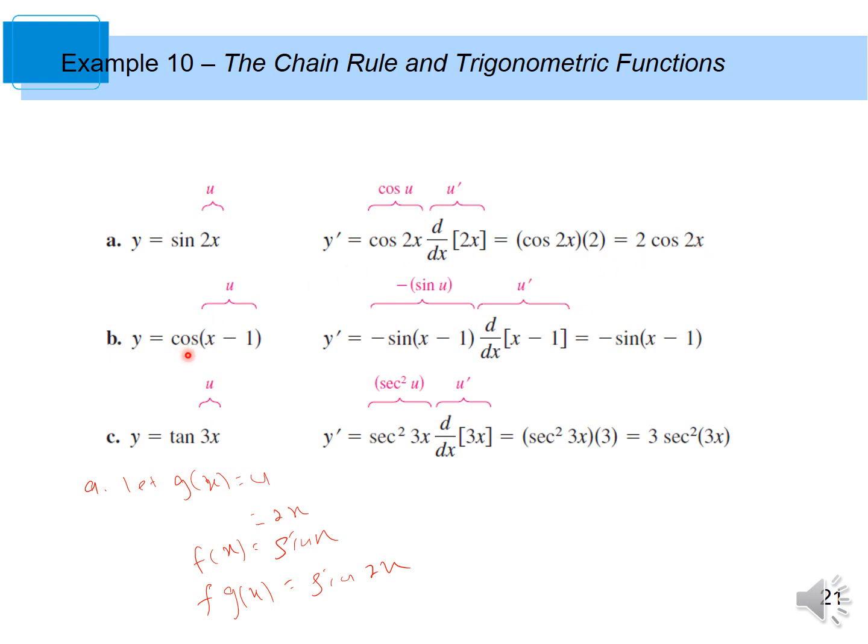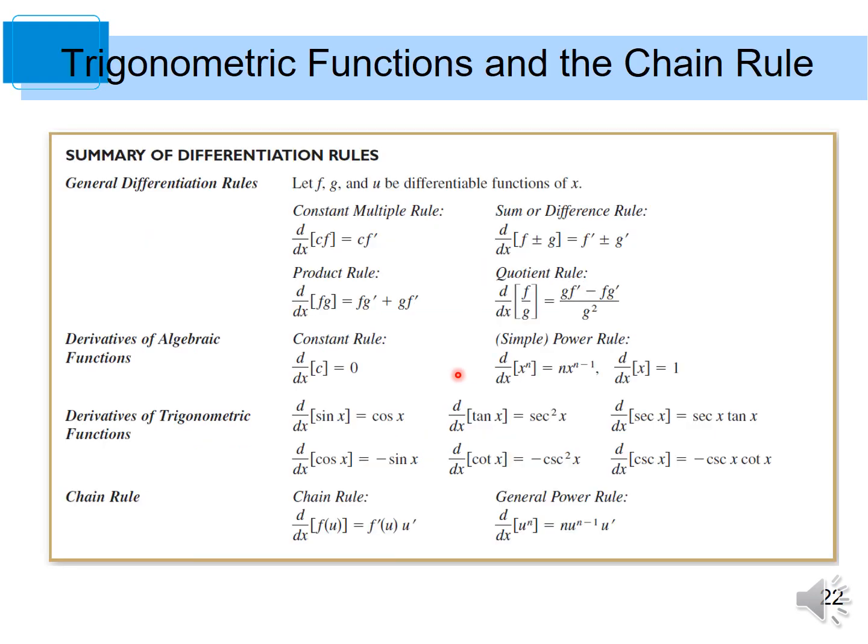And same for b and c. The u is x minus 1, and the u for c is 3x. Here are the differentiation rules that we have covered.